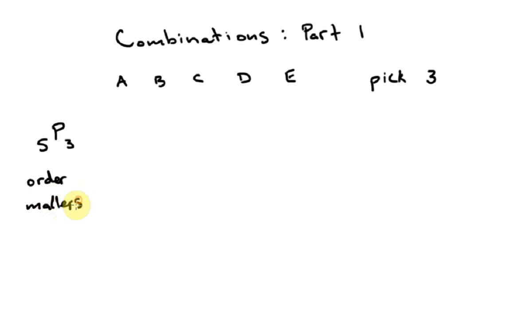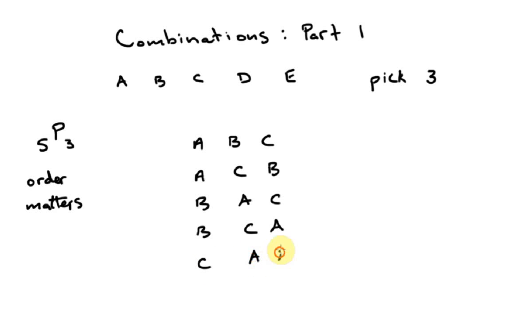In other words, if somebody said, we're going to pick 3 letters from these 5, and we want the order of the letters to be important, then I would count the arrangement ABC as different from the arrangement ACB, different from the arrangement BAC, BCA, right? All of these involve the letters or the cards A, B, C, but the order is different, so I'm counting them as different arrangements.